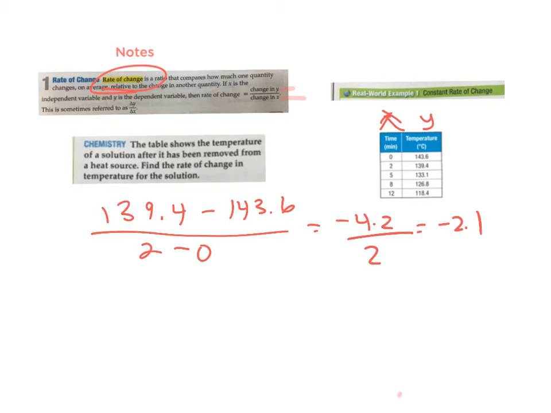If you look at the chart, it goes from 143 to 139, and then it also drops to 153, and it drops to 126, and it drops to 118. So it's changing 2 degrees.